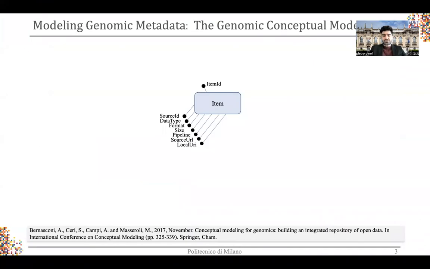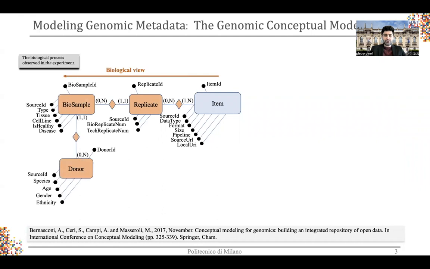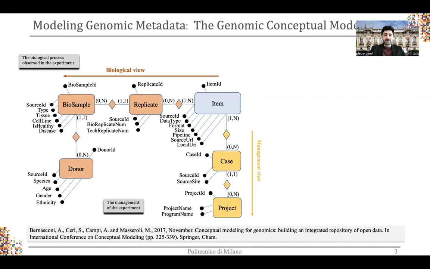For what regards the first part, so the modeling of each experiment, we introduced the genomic conceptual model, which is a star schema centered on the concept of item. An item usually is a file, a textual file, which contains genomic regions associated with some particular properties. The item is described by means of four views. The first view is the biological view, which describes the biological process that has been captured by the experiment. Then we have the management view that describes the consortia or the organization that produced the experiment.